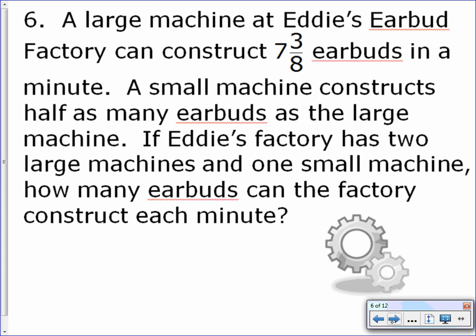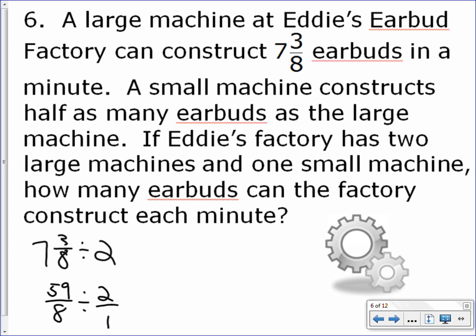All right, this one gave some of y'all fits today. A large machine at Eddie's Earbud Factory can construct 7 3/8 earbuds in a minute. A small machine constructs half as many. You have to figure out how much a small machine makes, right? So I'm going to take 7 3/8 and divide it by 2 because I'm cutting it in half. All right, 8 times 7 is 56 plus 3 is 59. Divided by 2 over 1.